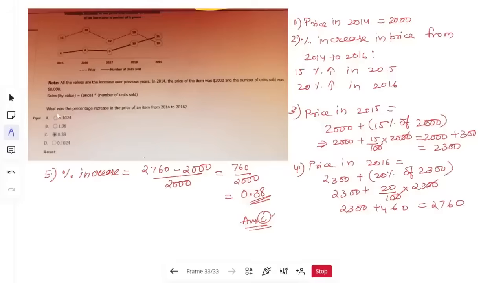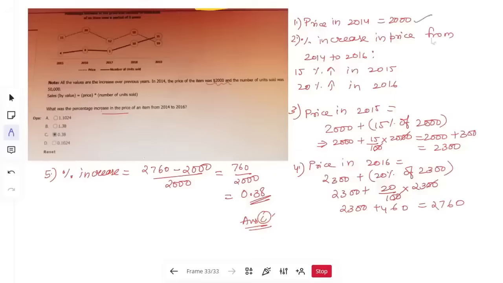It is given to us, and we are asked what was the percentage increase in the price of an item from 2014 to 2016. Here some data is given, that is the percentage increase in the price and the number of units sold of an item over a period of 5 years. We are not concerned much with the number of items sold, because we are asked about the price and the percentage increase in the price. So first of all, the price in 2014 was $2,000, which is given to us here.